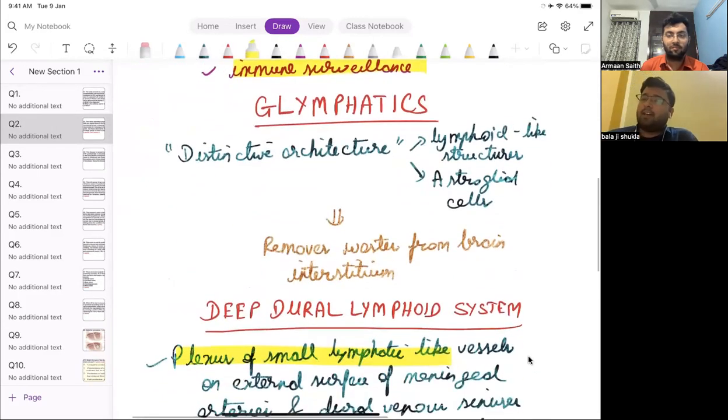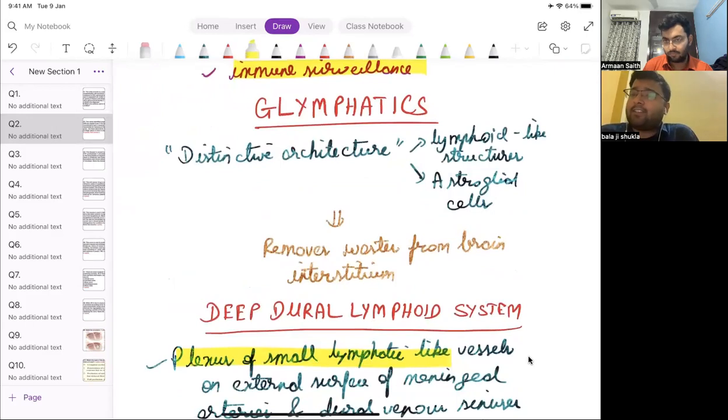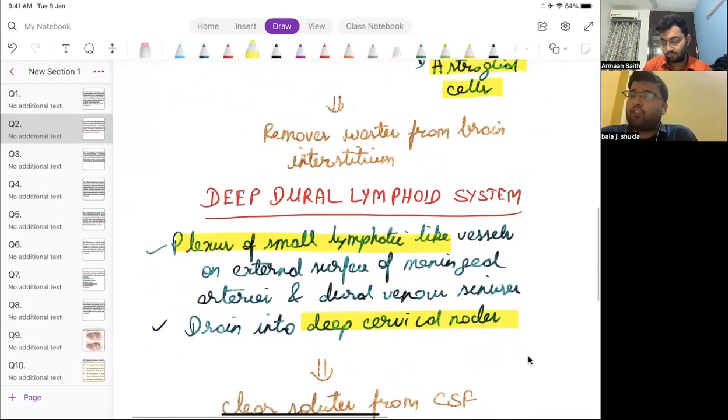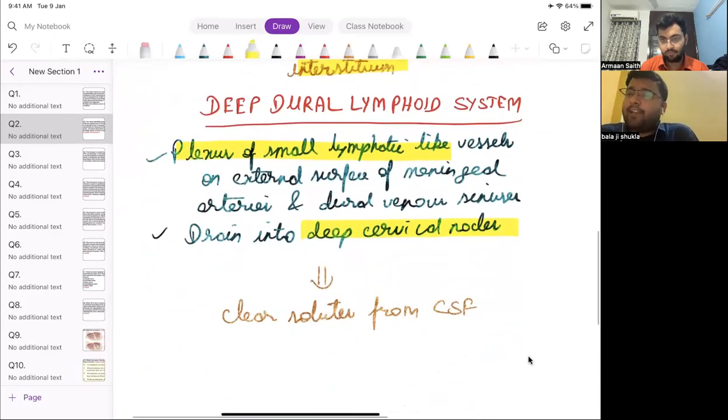The glymphatics have a distinctive architecture consisting of lymphoid-like structures and astroglial cells. These remove water from the brain interstitium. The deep dural lymphoid system consists of a plexus of small lymphatic-like vessels on the external surface of meningeal arteries and the dural venous sinuses. They drain into deep cervical lymph nodes and they clear solutes from the CSF. Okay, now coming to the next question.